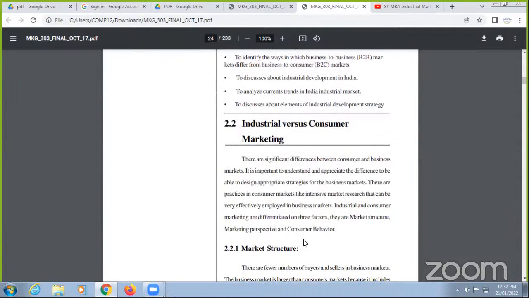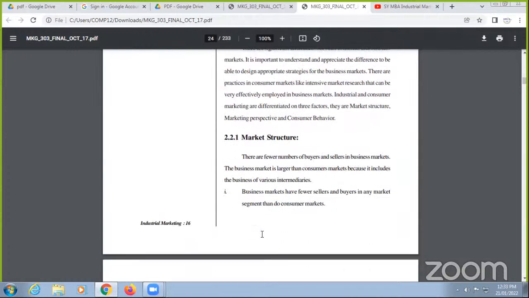Industrial versus customer marketing means the difference between the customer and business market. It is important to understand and appreciate the difference to be able to design an appropriate strategy for the business market. There are practices from the customer market, like incentive marketing and research, that can be very efficiently employed in the business market. Industrial and customer marketing differ on three factors: market structure, marketing perspective, and consumer behavior.